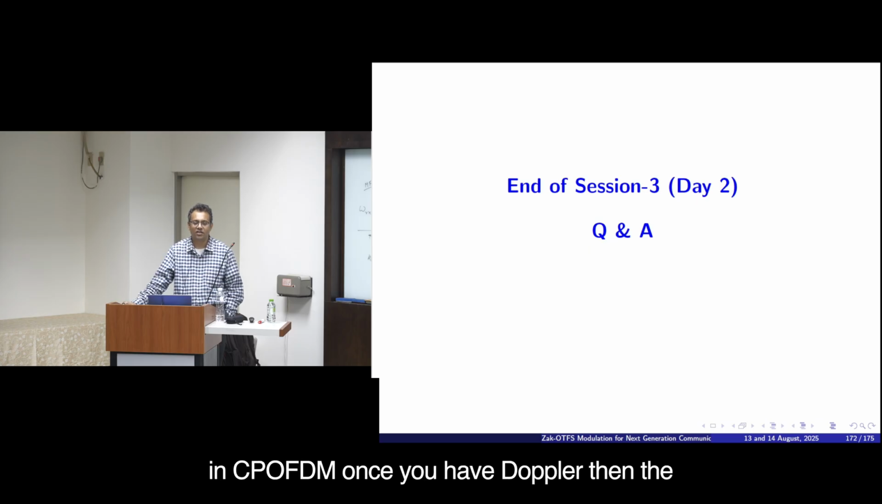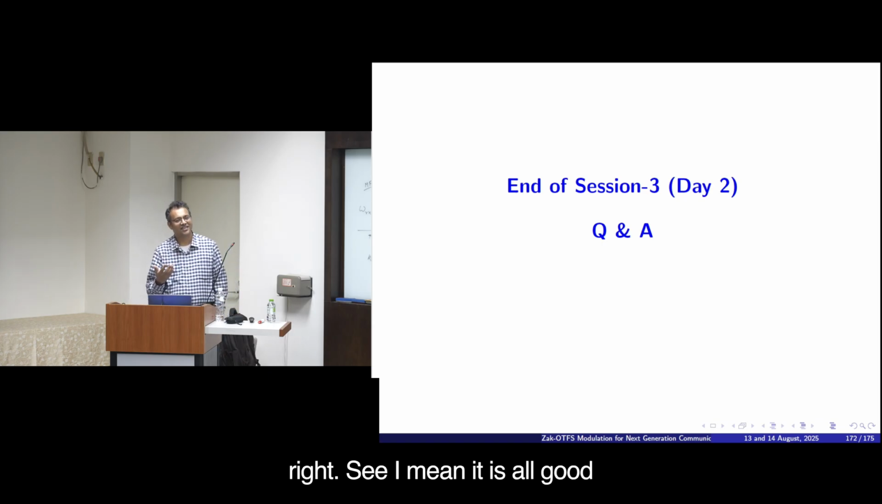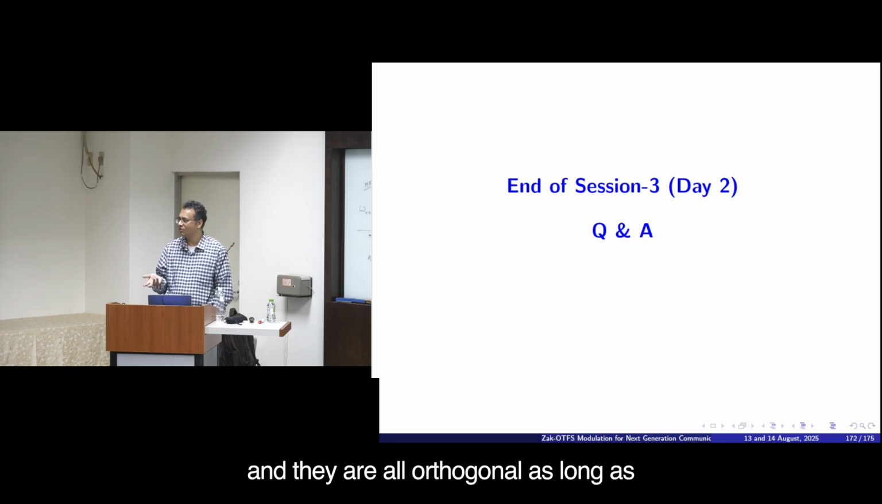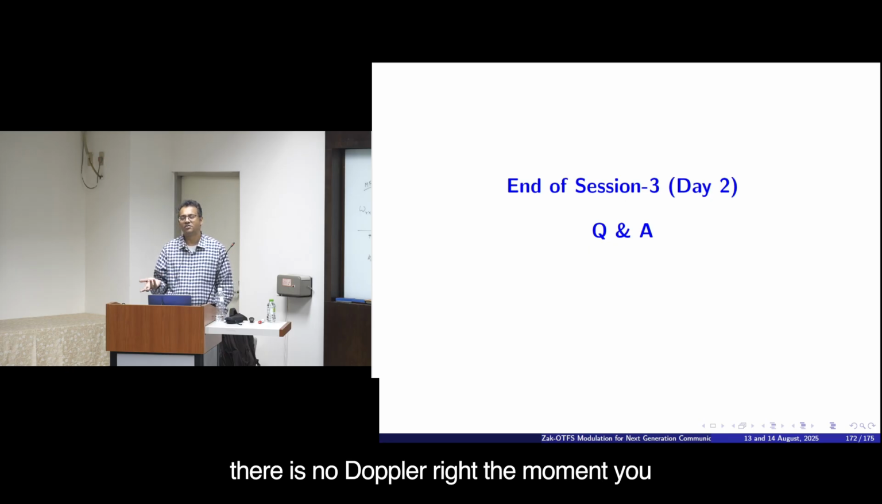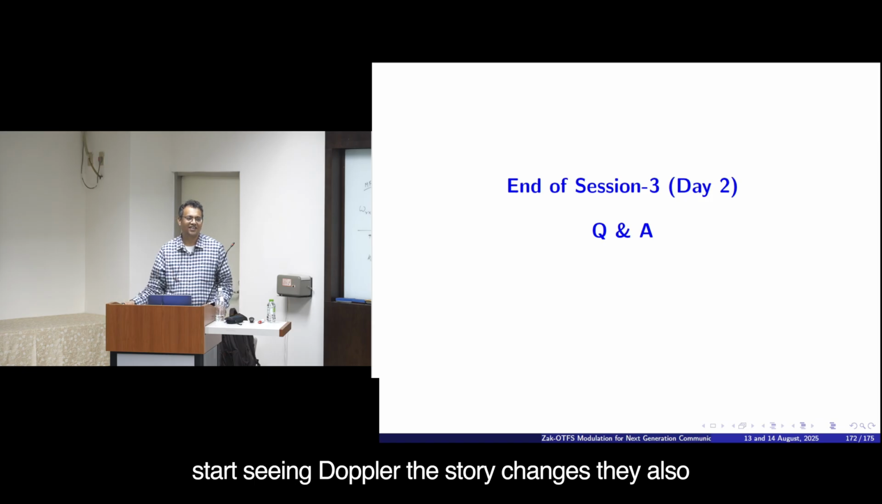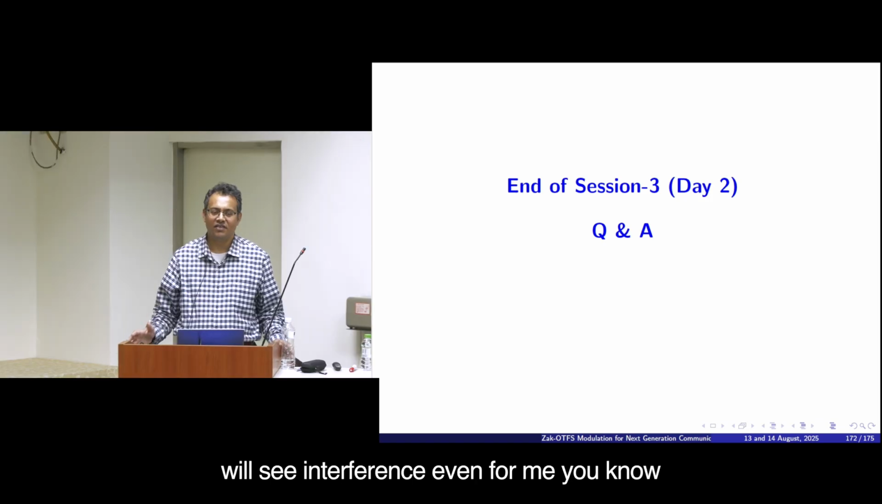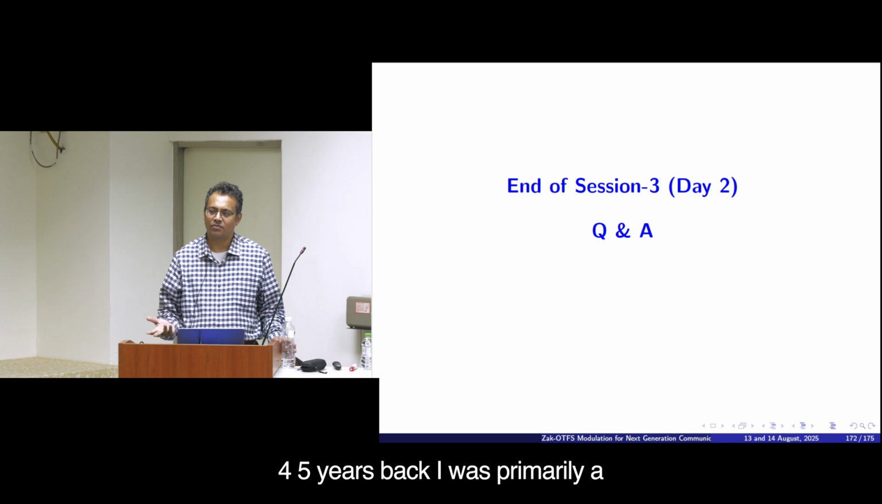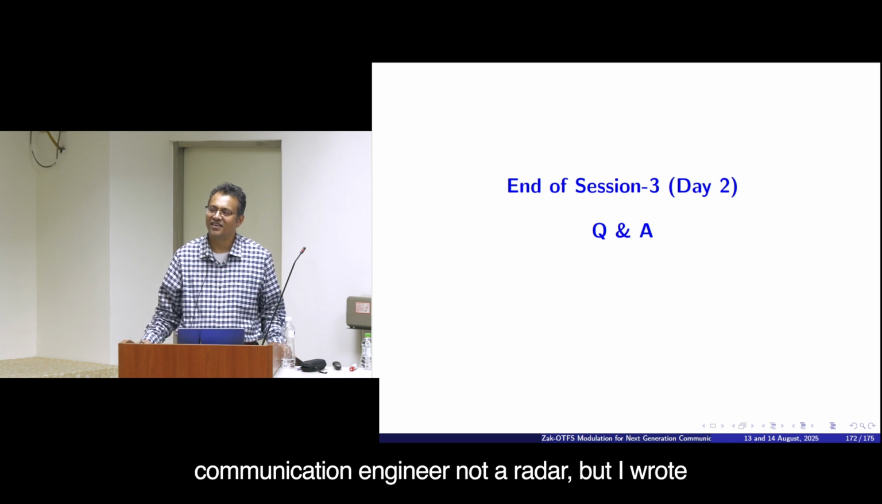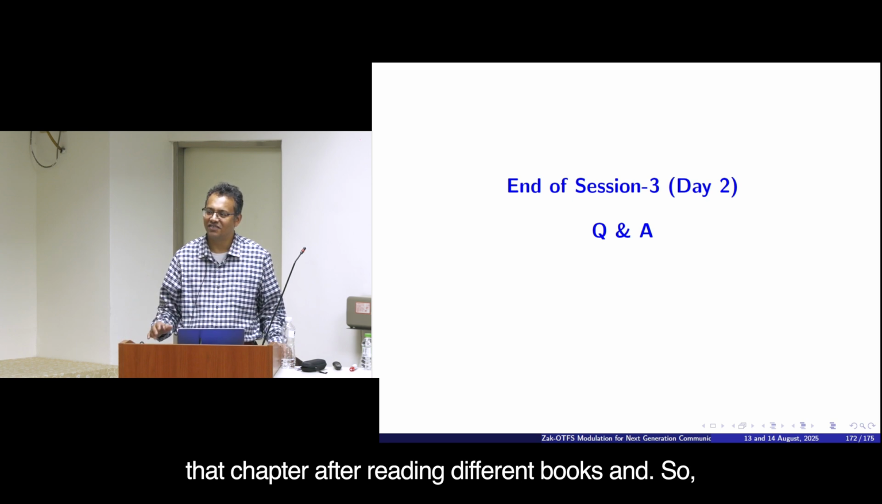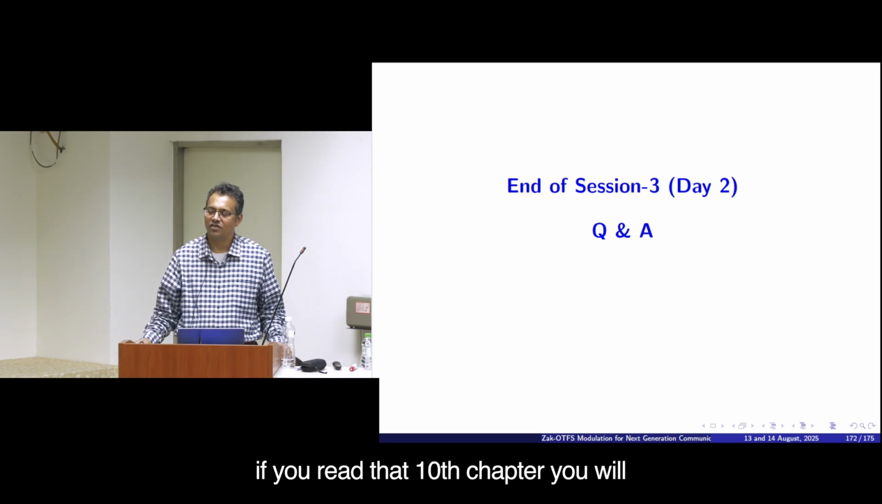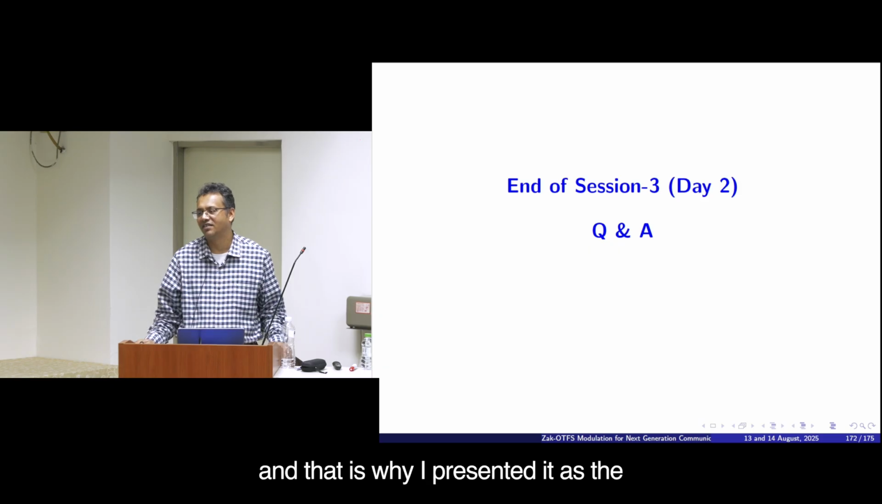But see, even in CP-OFDM, once you have Doppler, the pilots will also start creating interference for data. It's all good and they are all orthogonal as long as there is no Doppler. The moment you start seeing Doppler, the story changes. They also will see interference. Even for me, 4 or 5 years back, I was primarily a communication engineer, not a radar engineer. But I wrote that chapter after reading different books, and if you read that 10th chapter, you will get a very good idea of these things.